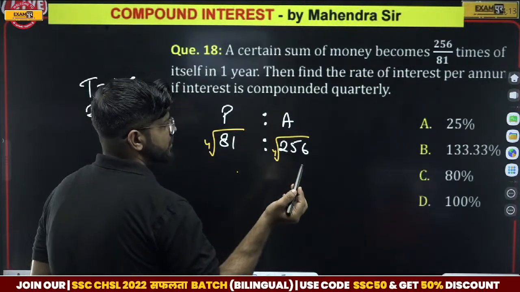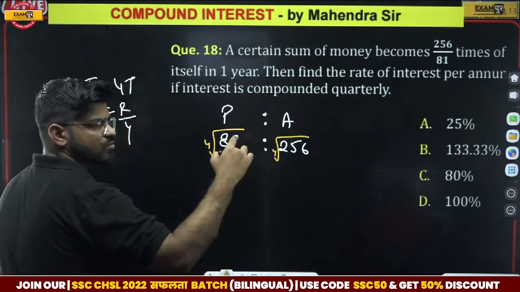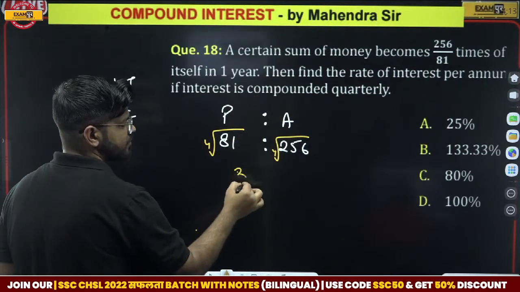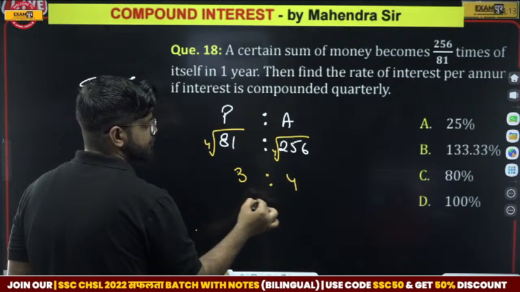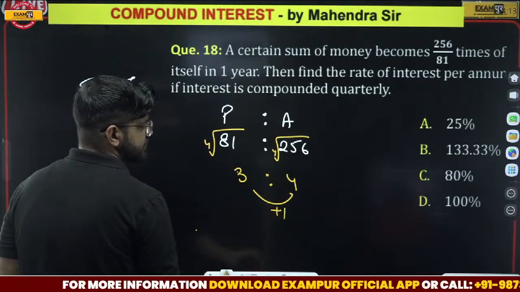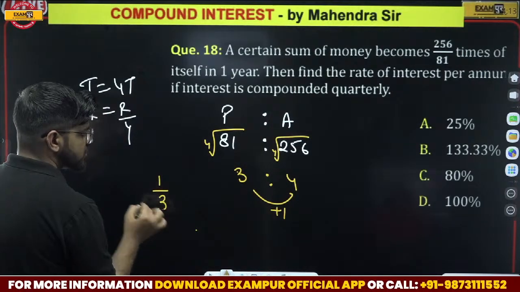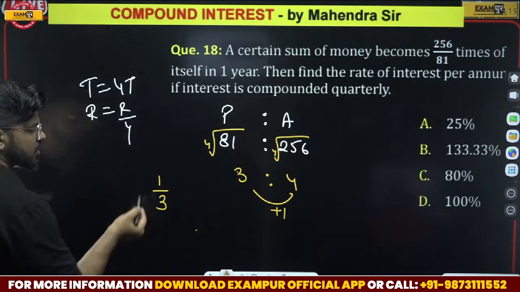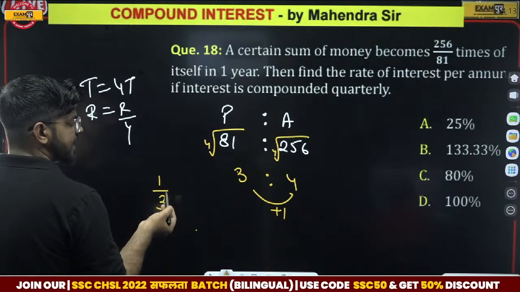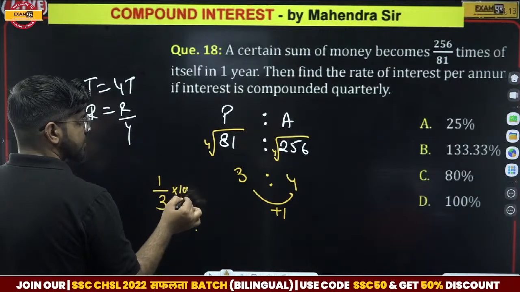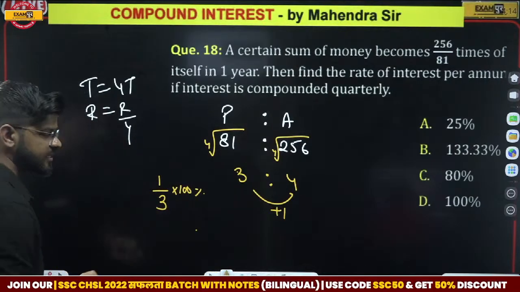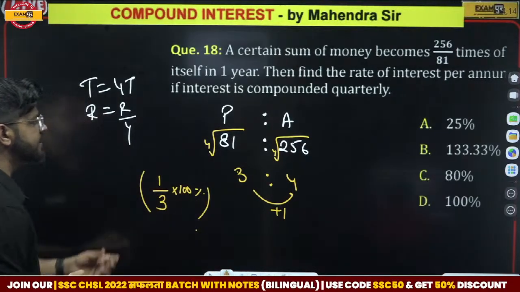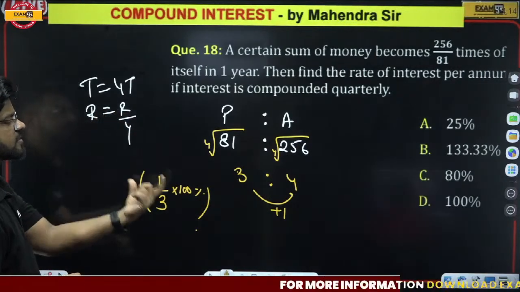Now what is fourth root here? This is nothing but 3 square and square. So here you will get 3, here you will get 4. So increment of 1 on 3. If you know what it is, you can do directly. Otherwise you just do into 100%. Now what is this? This is quarterly rate. This is quarterly rate.